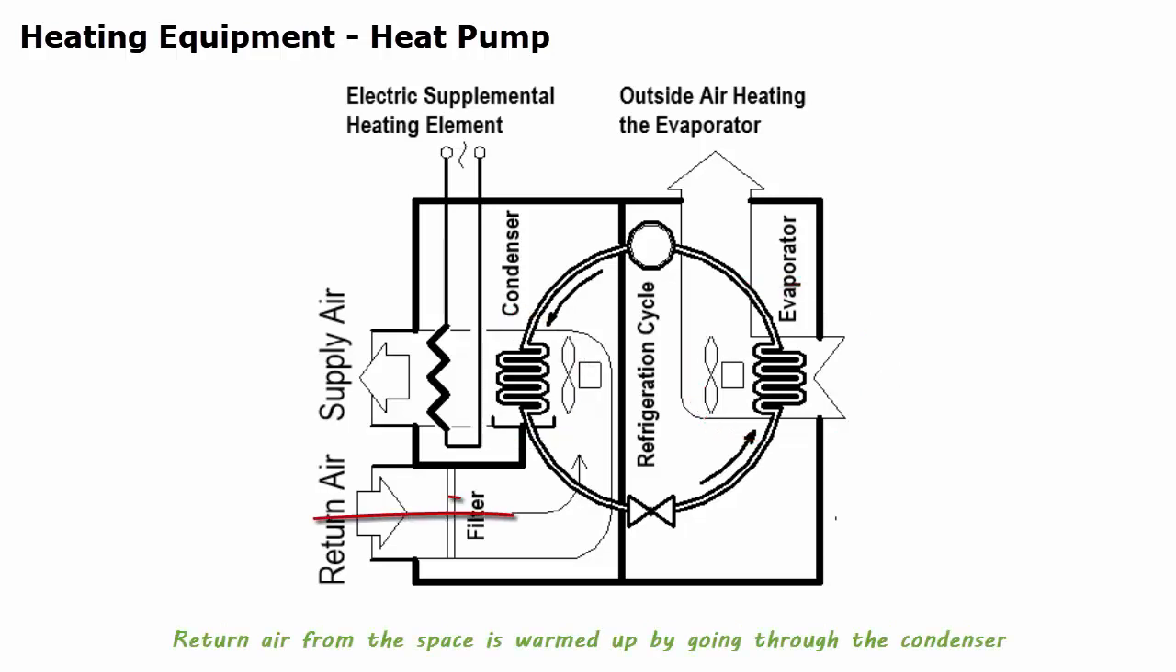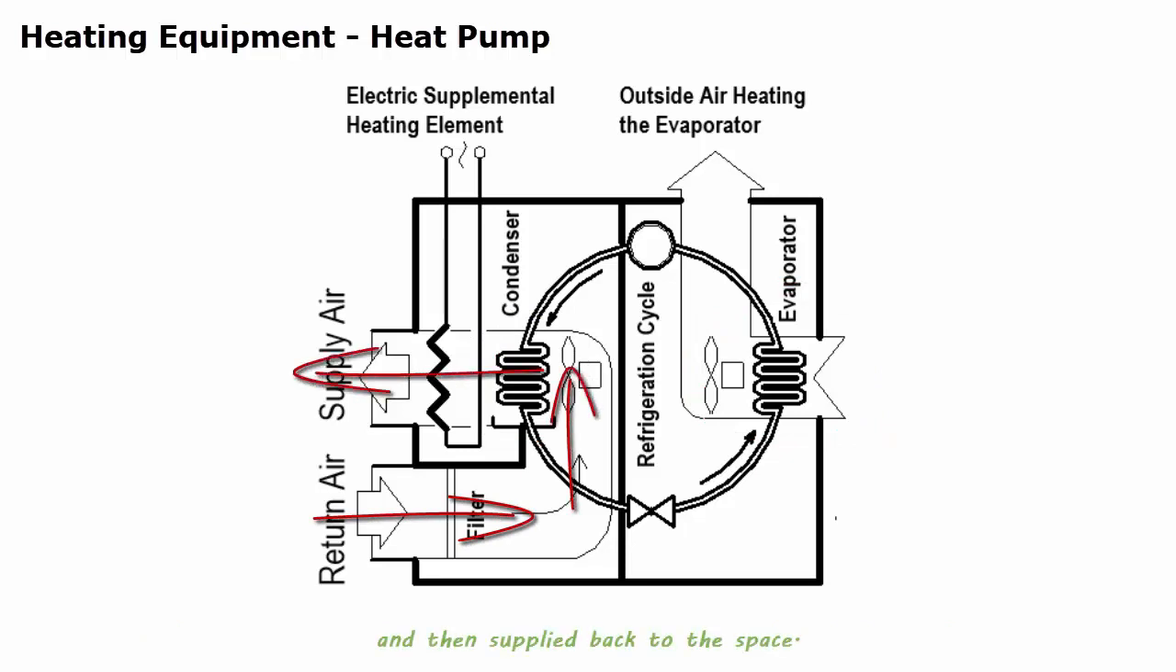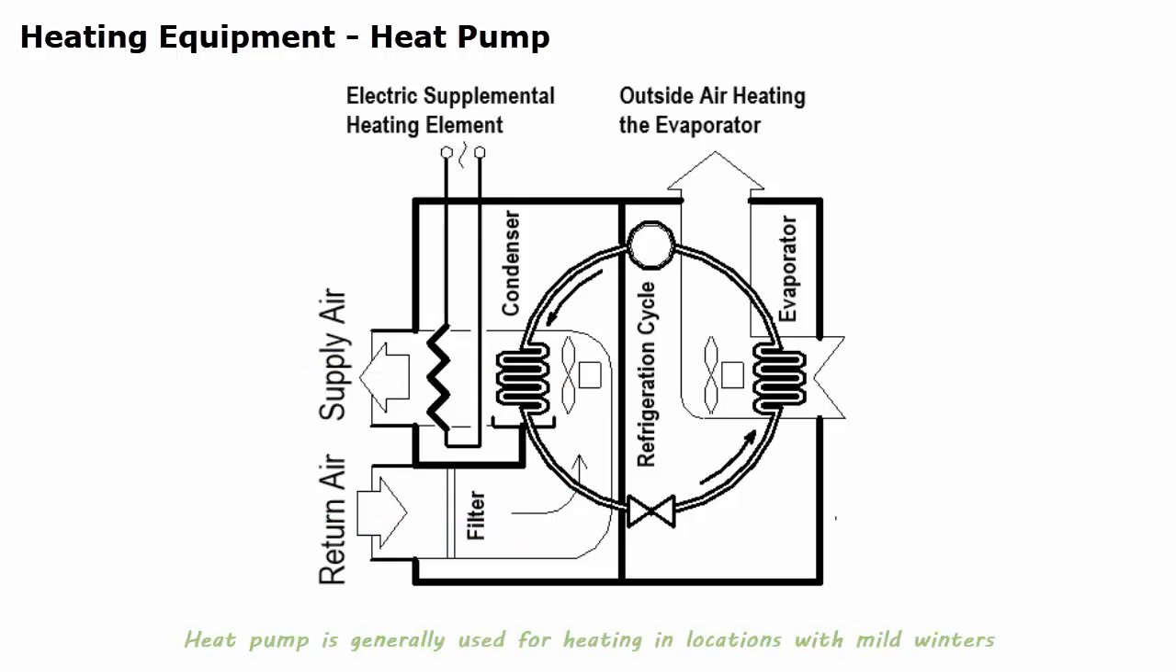Retained air from the space is warmed up by going through the condenser and then supplied back to the space. Heat pump is generally used for heating in locations with mild winters due to its low efficiency in extended subfreezing conditions.